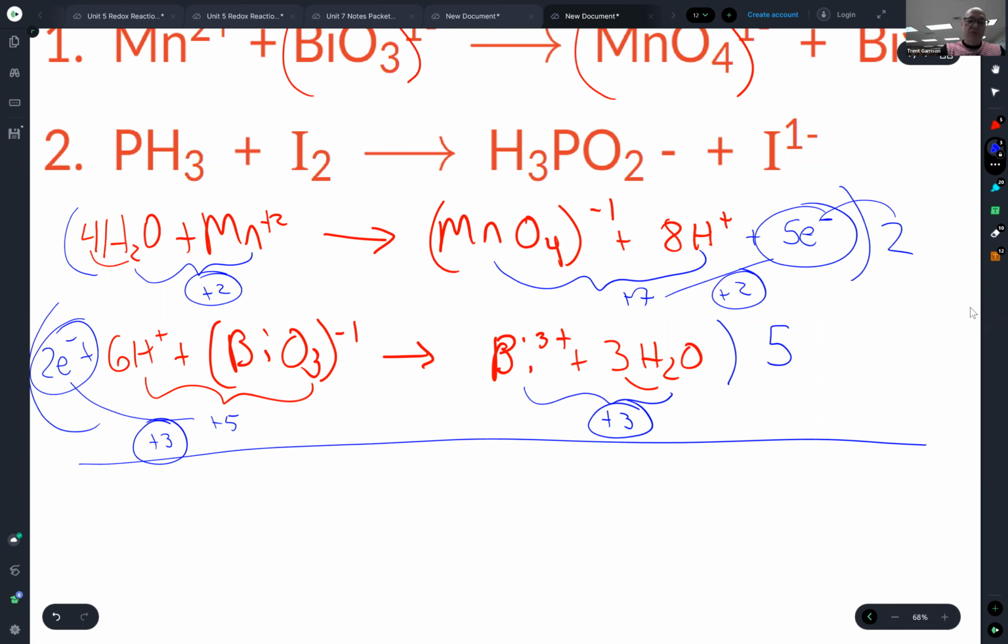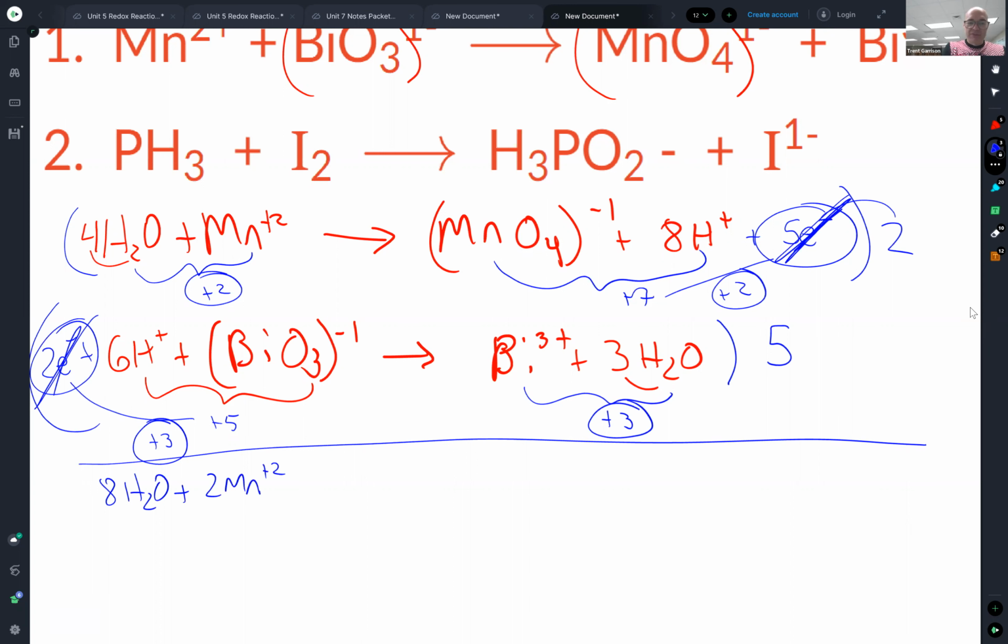We would have 10 electrons and we would have 10 electrons. So they are going to eventually cancel out. But that 2 is going to distribute to everything else. So on the first half reaction, I've got 8 waters plus 2 manganese ions. On the second half reaction, I would have 30 hydrogens, 5 times 6, plus 5 bismuth, I guess.